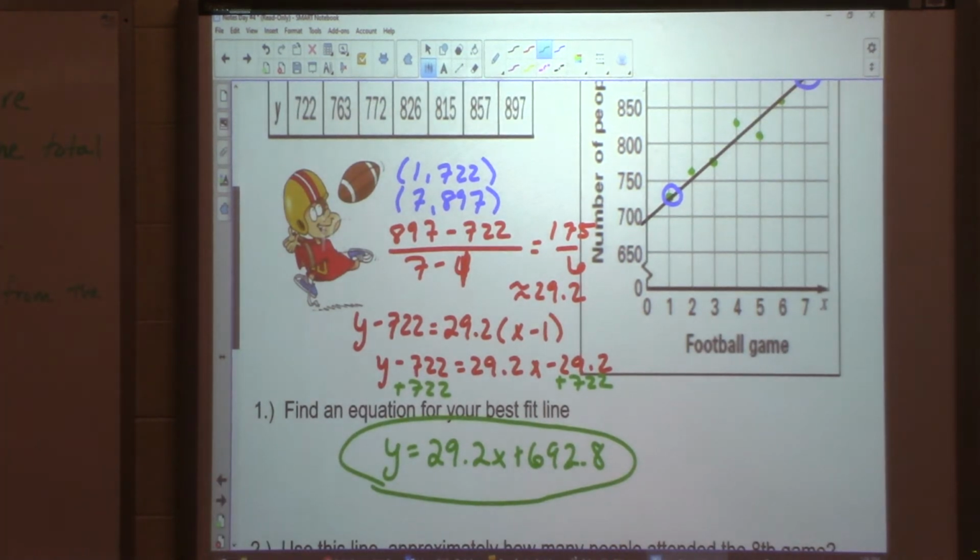Do we need more time? Are we still working on our line of best fit? Yes? All right, I'll give you maybe 30 more seconds. I'm going to talk through it, and then we got a couple more pieces to do on this problem.